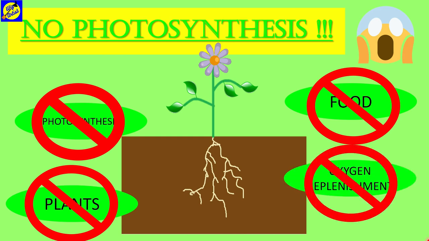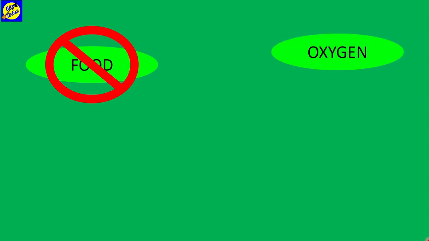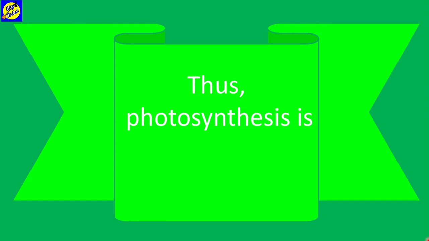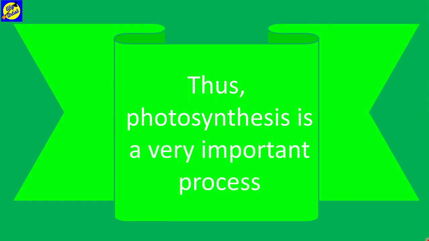And also there will be no oxygen replenishment, which will soon lead to no oxygen in the environment, because humans and other heterotrophs will consume all the oxygen for themselves and release carbon dioxide, which will leave no oxygen in the environment because it's not being replenished through photosynthesis. Thus we can say without food and oxygen, which are produced in photosynthesis, there will be no life. Thus, photosynthesis is a very important process.